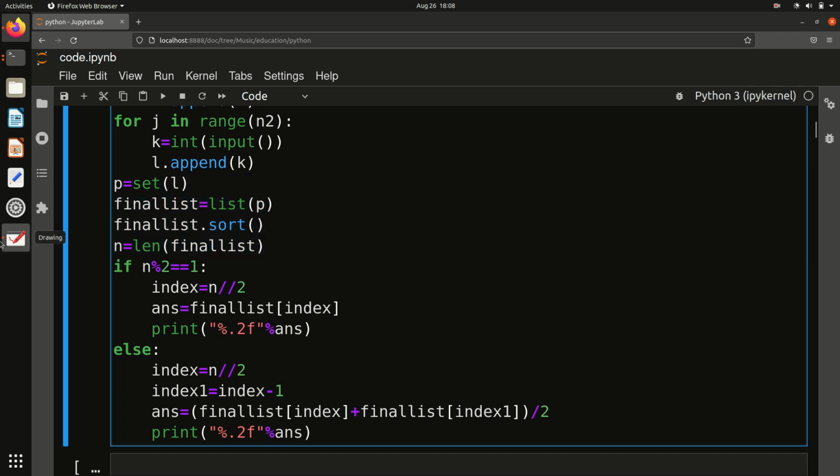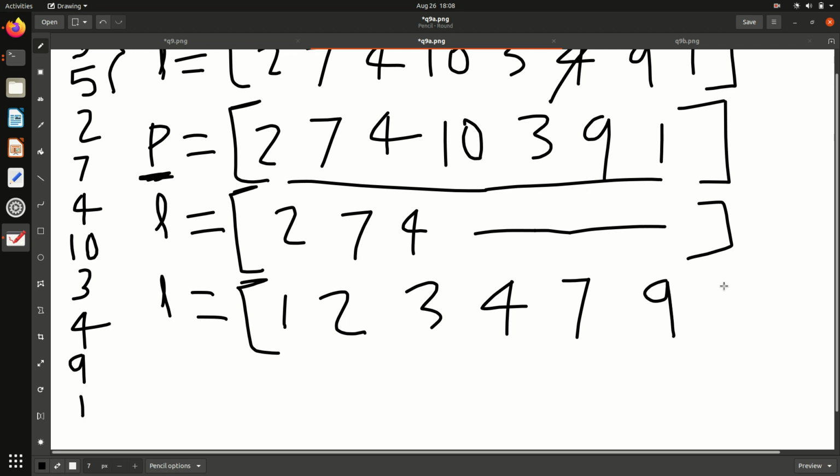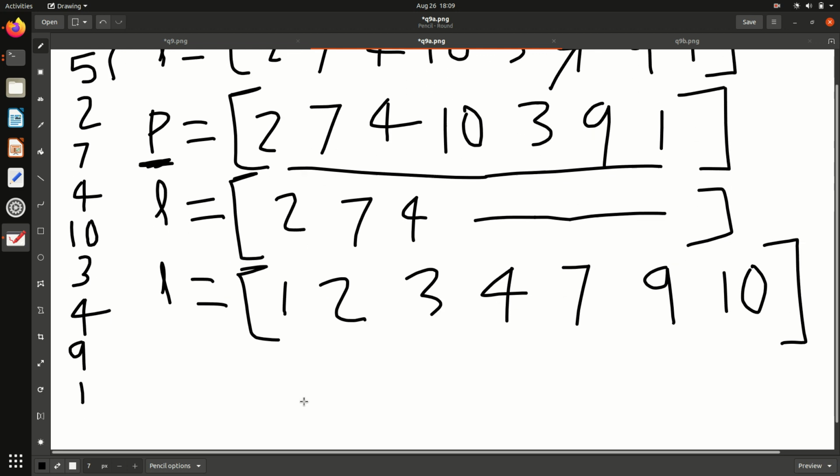So these things we have done. Now we will find the median. So finally the list will be sorted. Let us see, first it will be 1 and then 2, then 3, then 4, then 7, then 9 and then 10. So I have sorted everything. How many numbers are there? 1, 2, 3, 4, 5, 6, 7. So we have sorted all the numbers, and now we have done everything.